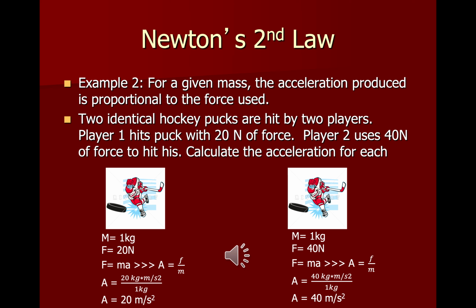So again, this means that if you hit a 1 kilogram puck with 20 newtons of force, you get an acceleration of 20 meters per second square. Okay. Now for the second hockey player, we changed again the amount of force because we know he hit it with 40 newtons of force, and 40 divided by 1 is 40, right? So 40 meters per second square is my answer.